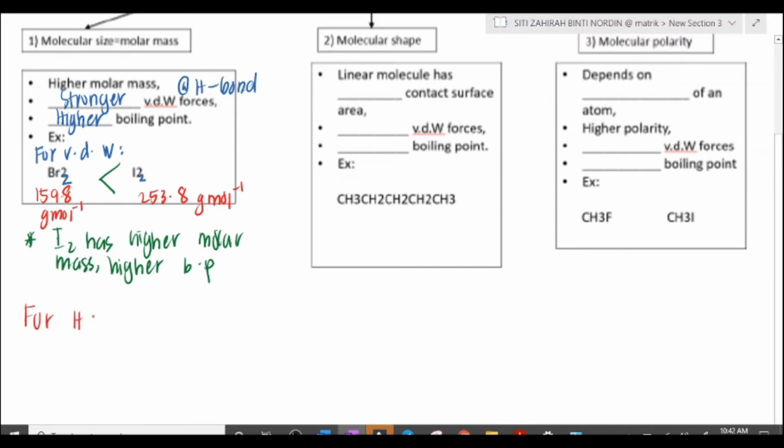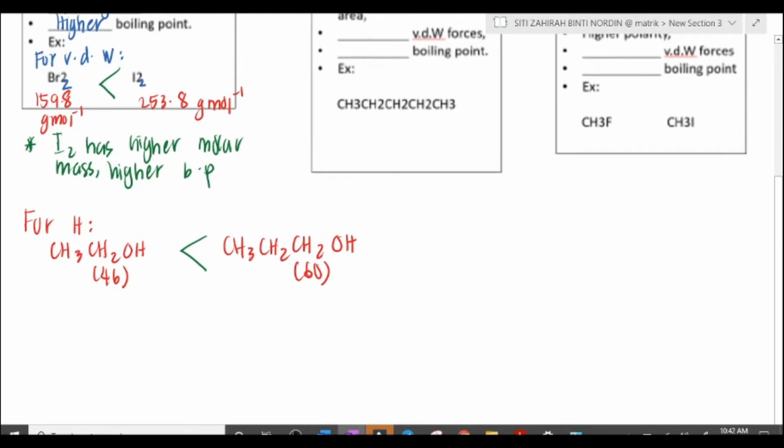So second is for hydrogen bond. Look at CH3CH2OH and CH3CH2CH2OH, and the molar masses would be 46 grams per mole and 60 grams per mole. Obviously CH3CH2CH2OH would have a higher boiling point than CH3CH2OH, ethanol.